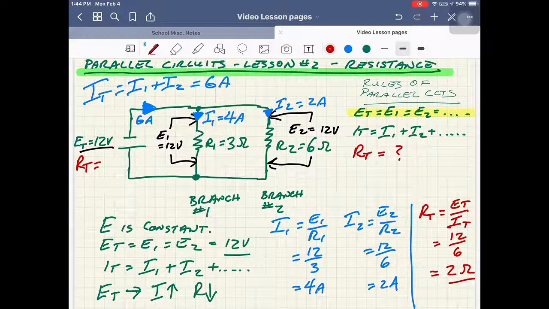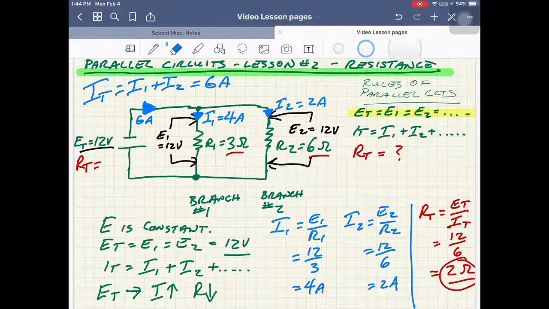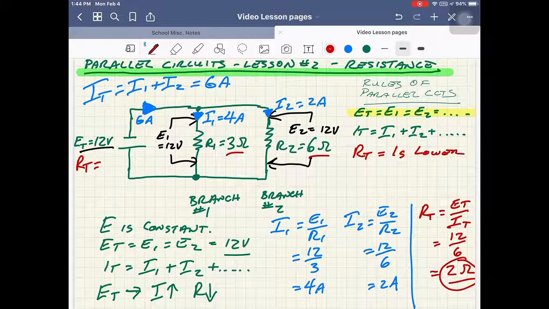So first thing I want you to take a look at is the value of that 2 ohms and compare it to the resistance values of the other 2 resistive values in the circuit. It is lower than either one of those. So that's the rule for resistance. So we're going to put that in here: RT is lower than any branch resistive value.